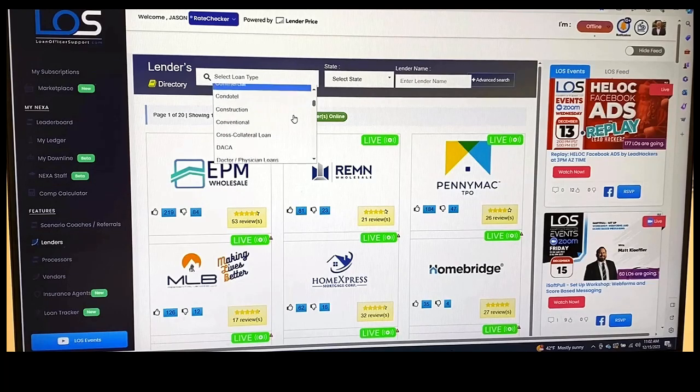You can do commercial loans. You can do SBA loans. You can do reverse mortgages. You can do deals out of state. You can do deals in Mexico and Puerto Rico. You can do rehab loans, reverse mortgages.